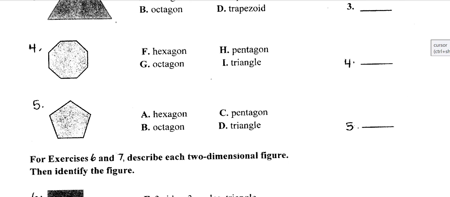Now, number four, octagon. How do I know that? Because, well, look. One, two, three, four, five, six, seven, eight. Eight sides. So that's an octagon. That's letter G. And then five is a pentagon because, well, obviously, look, it has five sides. So that's C.